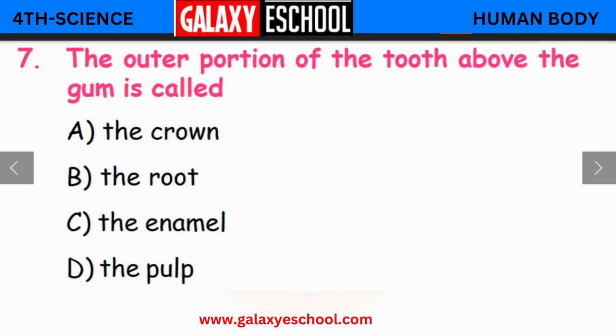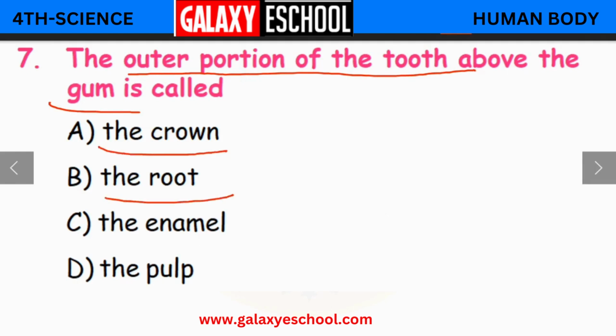The outer portion of the tooth above the gum is called what? Is it the crown, the root, the enamel, or the pulp? And the answer is the crown. Okay, children, we call it the crown. This is the outer portion of the tooth above the gum.